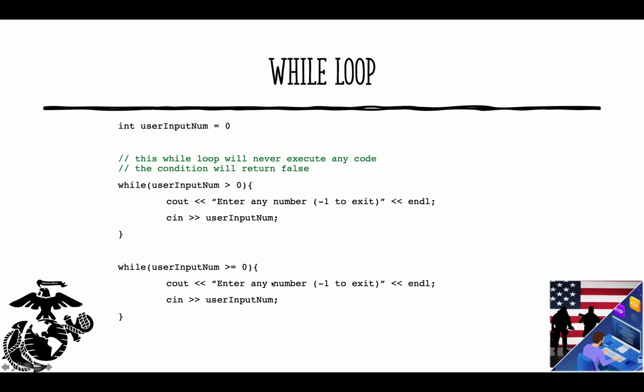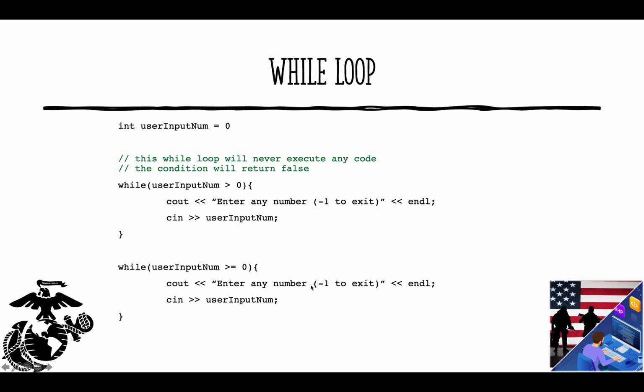So enter any number. Let's say the user inputs 25. Now user input value equals 25. So we go back up to our while loop. 25 is greater than or equal to 0. That is true, so it will ask again. Enter any number. Now they enter 6. 6 is greater than or equal to 0. Awesome. Enter any number. Now they enter 20. 20 is greater than or equal to 0. So now we execute this again.